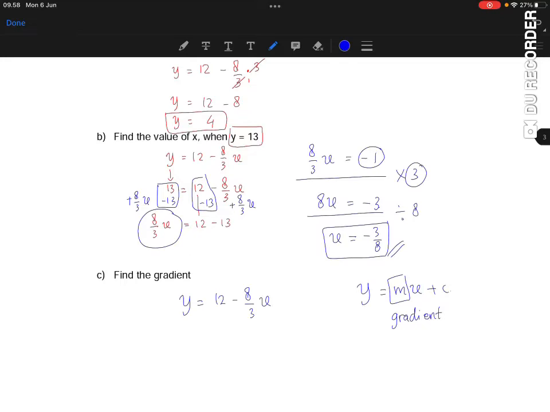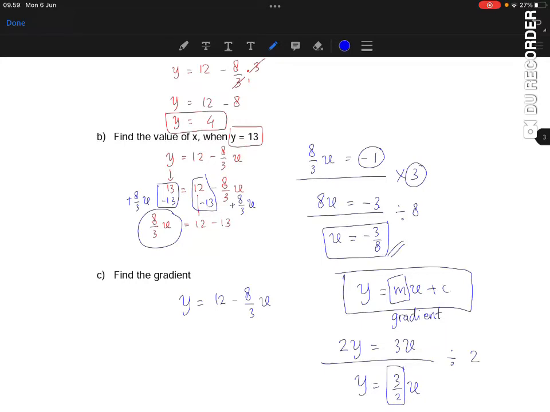Miss, what if we have 2y equals 3x? This one is 2y, right? And y equals something. Look at the formula, we have y equals mx plus c, so it means you need to leave it as y only. Divide both sides by 2, so you will have 3 over 2. So your gradient is 3 over 2, not 3. So before you conclude the gradient, make sure that your y is already 1y. The coefficient of your y is 1.